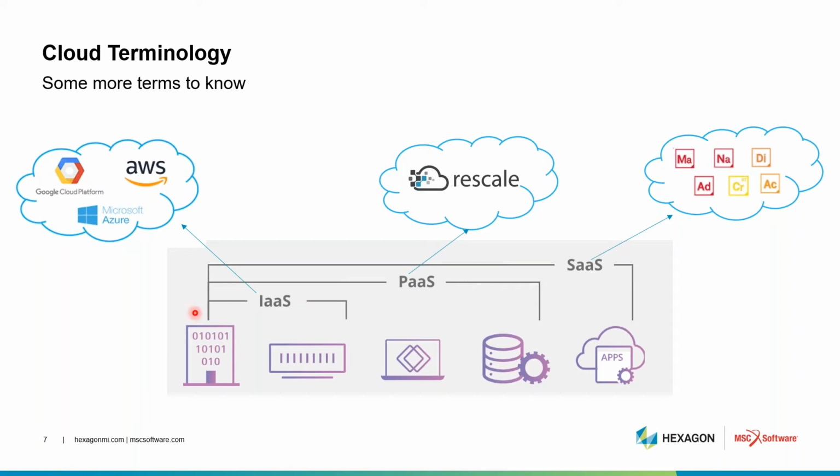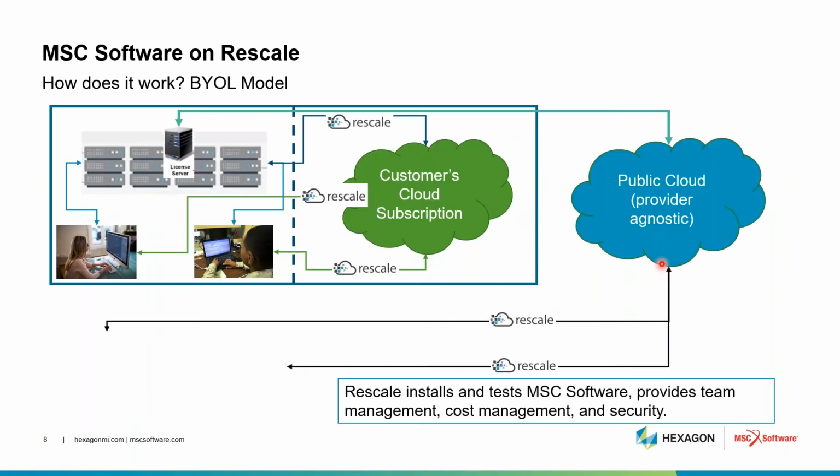For infrastructure as a service, you can see some of the platforms such as Google Cloud Platform, AWS, Microsoft Azure, and so on. For platform as a service, we tightly integrate with Rescale as our partner, but there are several other solutions that we partner with as well, but our closest partnership is with Rescale. And for software as a service, we do provide Marc, Nastran, Digimat, Adams, Cradle, and Actran. So these are the software currently provided from the Rescale platform itself.